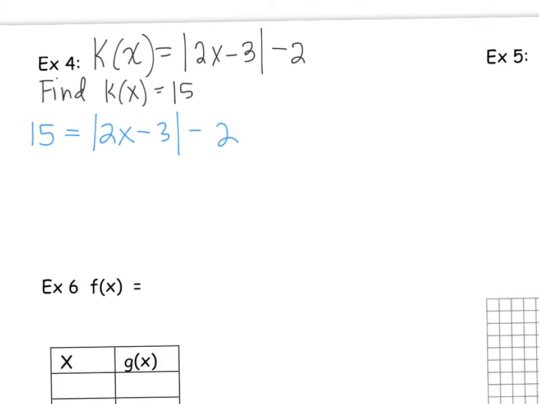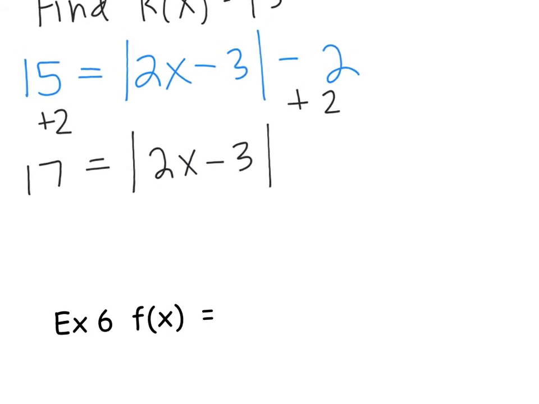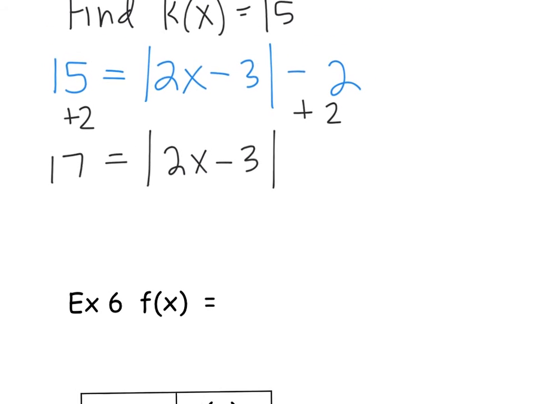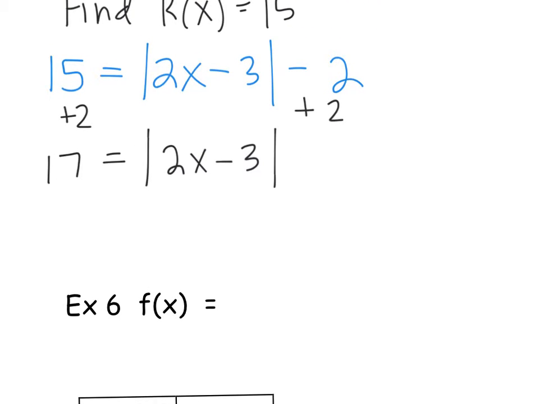So we are going to add 2 to both sides to isolate the absolute value. That gives us 17 is equal to the absolute value of 2x minus 3. We are going to set this problem up. This is an absolute value equation. So 2x minus 3 could be 17. 2x minus 3 could also be negative 17.